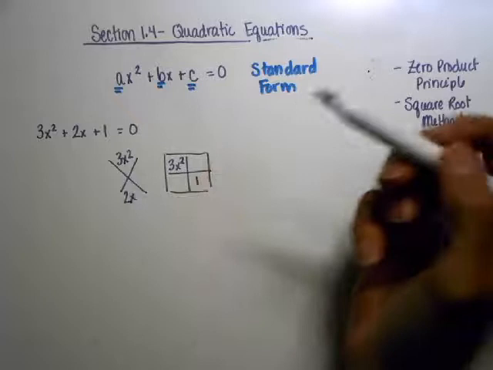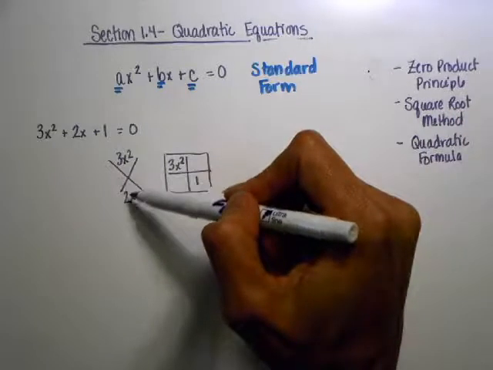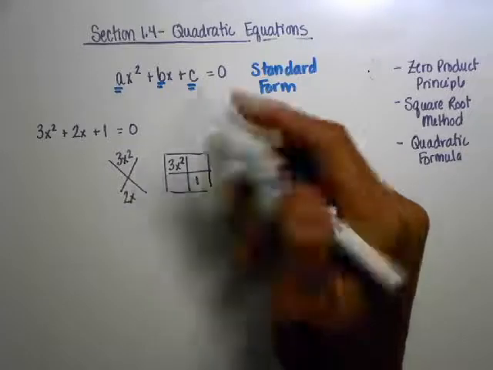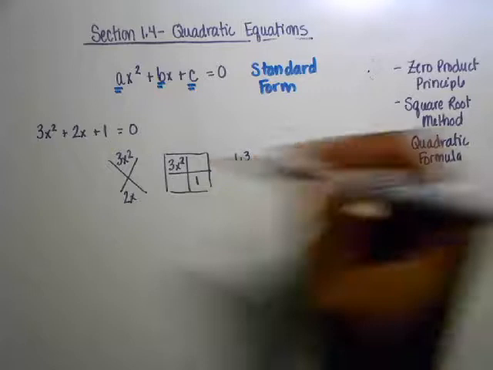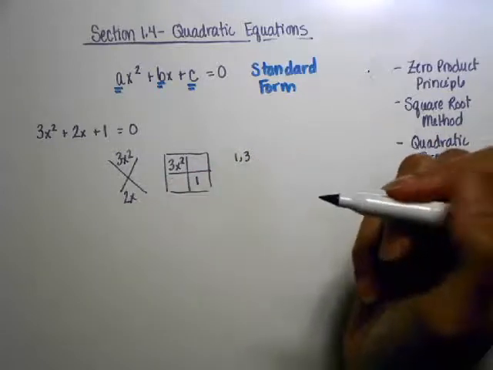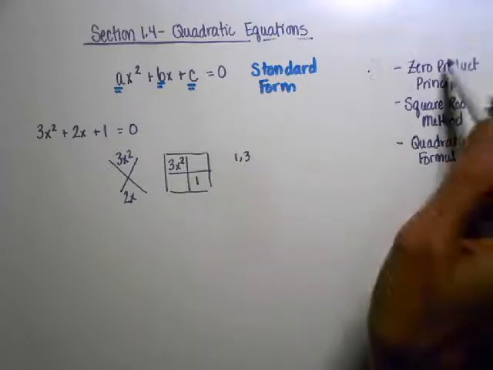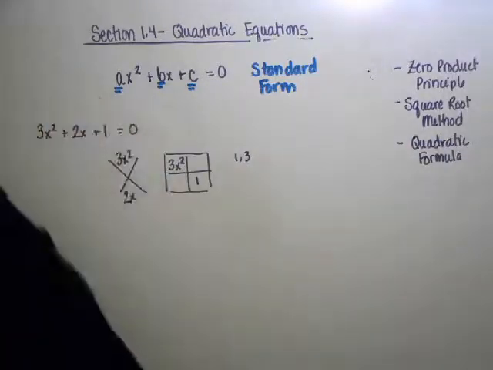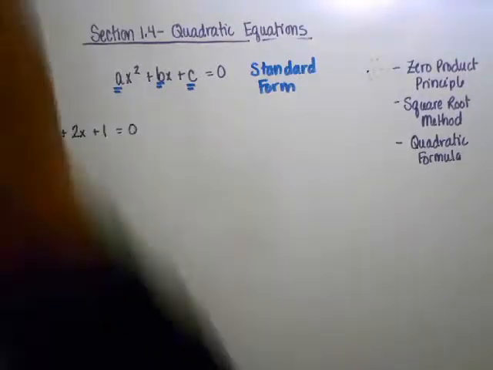I need to come up with two numbers that multiply to give me 3, that add to give me 2. Well, the only two numbers that multiply to give me 3 are 1 and 3, but they don't add to give me 2. So in this case right here, this doesn't factor. So we're not going to be able to use the zero product principle. I know this is frustrating, but we're going to erase this part right here, and we're going to use something called the quadratic formula.